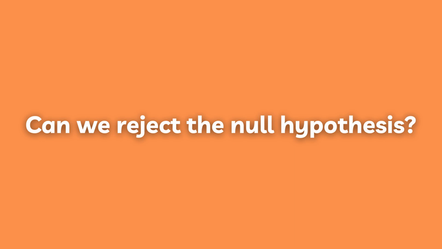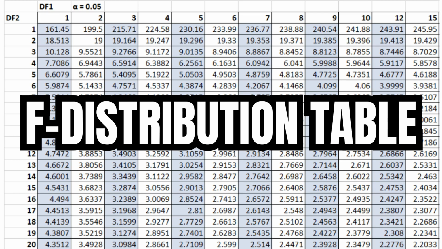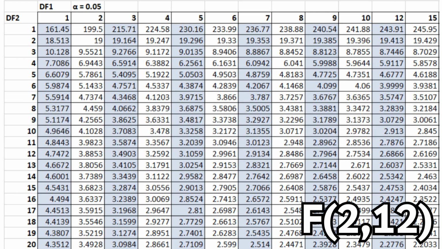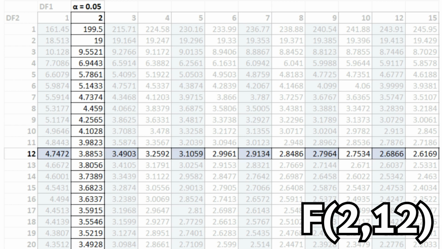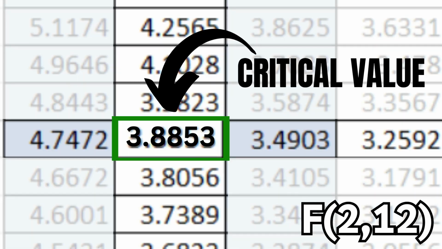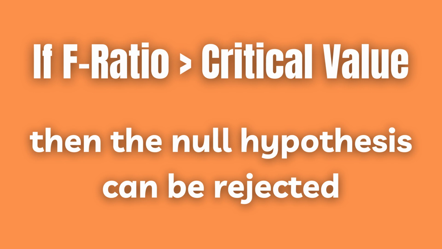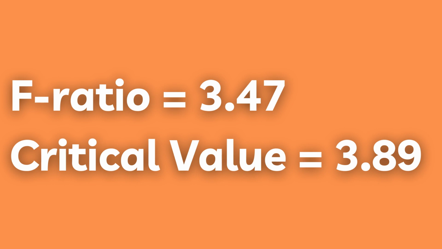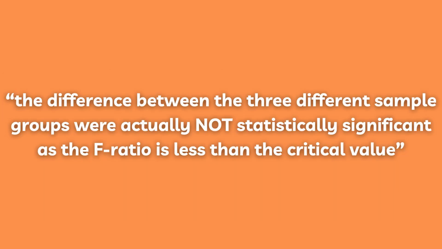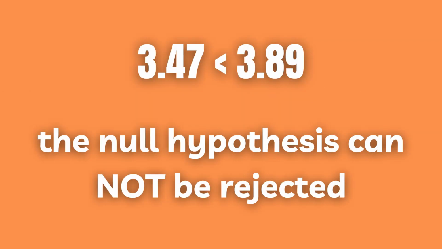To check whether or not this result allows us to reject the null hypothesis, we check an F distribution table. The critical value for F(2, 12) is 3.89. If our F ratio is larger than the critical value, the null hypothesis can be rejected. So in our case, the difference between the 3 different sample groups was actually not statistically significant, as the F ratio is less than the critical value.